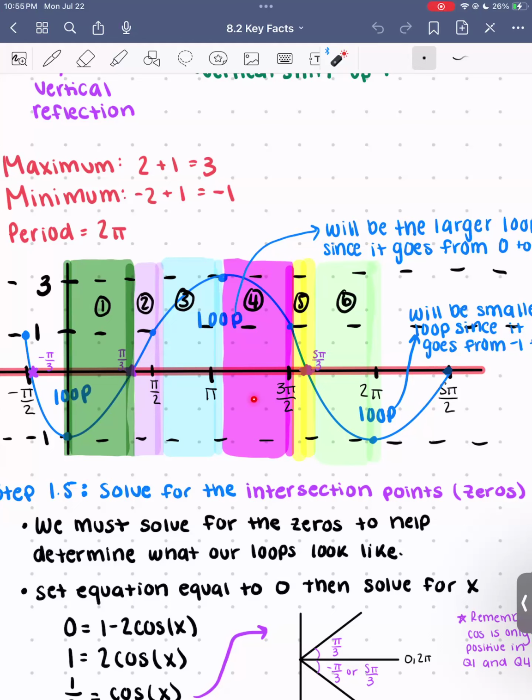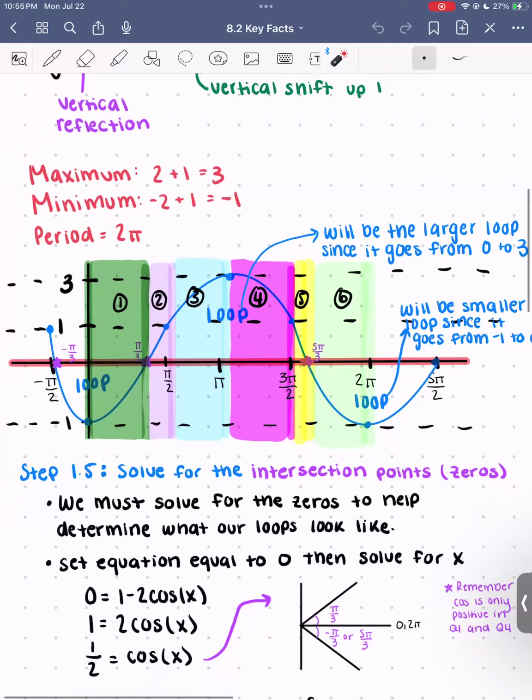And then our fourth part of our graph is going to be going from our maximum from pi to 3 pi over 2. So from 3 down to 1. And then the fifth part of our graph is going to be going from 1 to our intersection, because remember we have to include our intersections. So from 1 to 5 pi over 3. And then our sixth and final part of our graph is going to be from our intersection 5 pi over 3 at 0, decreasing to our -1 at 2 pi.